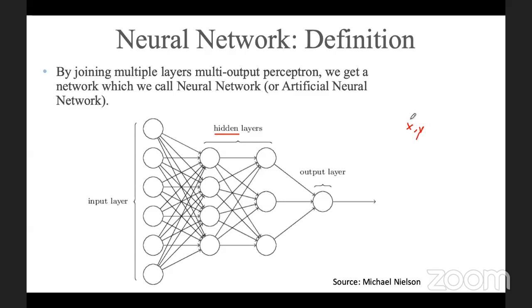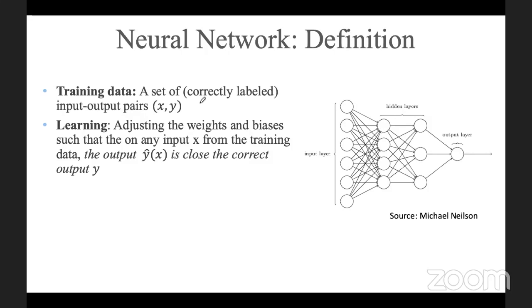Both of them can be vectors, in general. So we just want that given this X vector as input, the network should output something as close as possible to Y. So what is this? This is called training data. It's basically a set of correctly labeled input-output pairs X, Y. By correctly labeled, I mean that for each X, this is what you want as an output. That's all that I want to stress from this, nothing more.